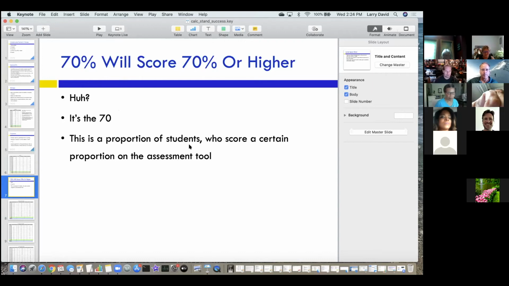This is a proportion of students who score a certain proportion on the assessment tool. 70% of students, so the first proportion is a proportion of students, will score 70% or higher. So this is really their score.